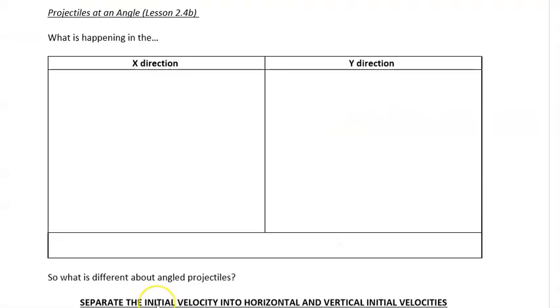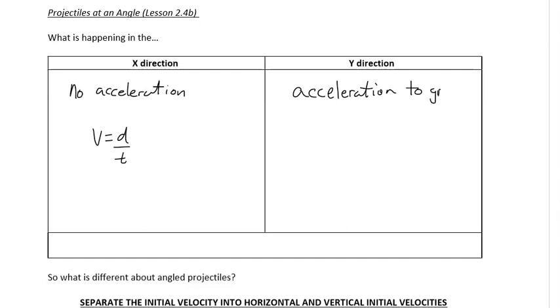So when we take a look at that, what's happening in the x direction? We've got no acceleration. And because we've got no acceleration, we've got uniform motion, and so we'll use the formula of v is equal to d over t every time we're dealing with things in the x direction. But in the y direction, we have an acceleration due to gravity. And so that means the acceleration is negative 9.81 meters per second squared.